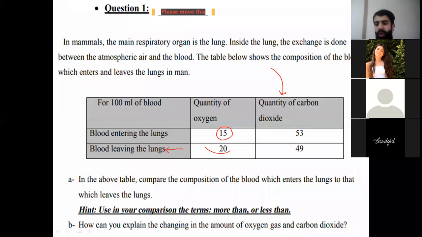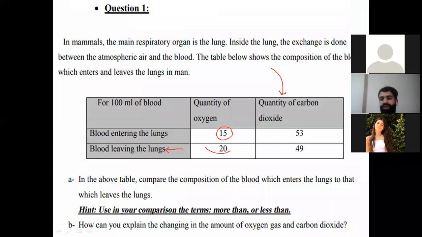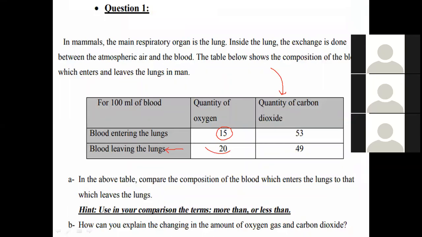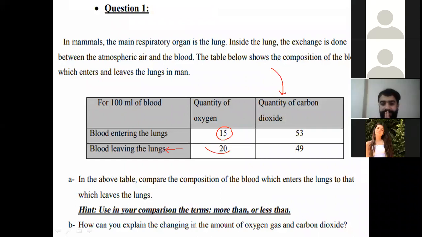Here I need new hands other than Laris, Nil Khalifi. Yes, Ali Basma, go. Let's start, Ali. You have to compare the quantity of carbon dioxide. The quantity of carbon dioxide in the blood entering the lungs is 53, which is greater than... Pay attention, Ali. Stop, stop.